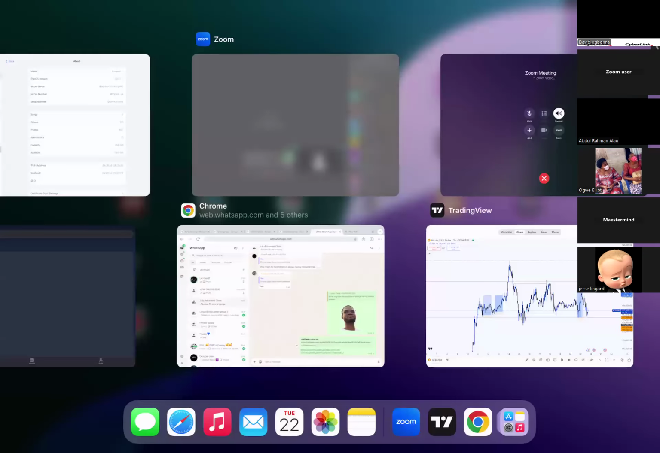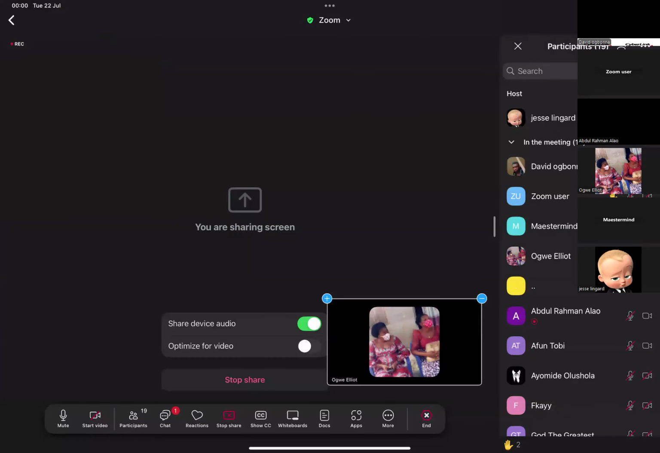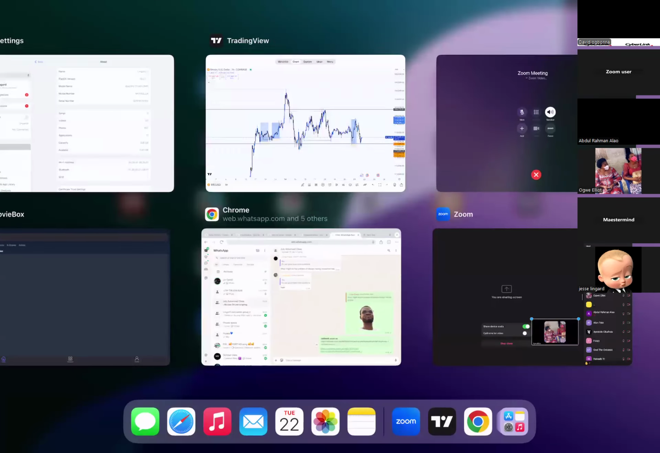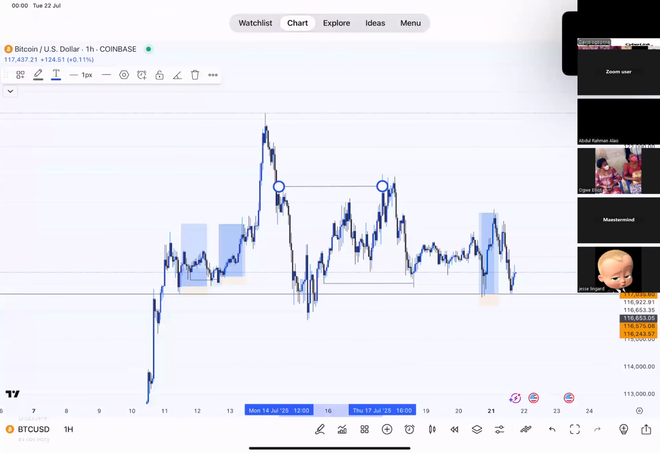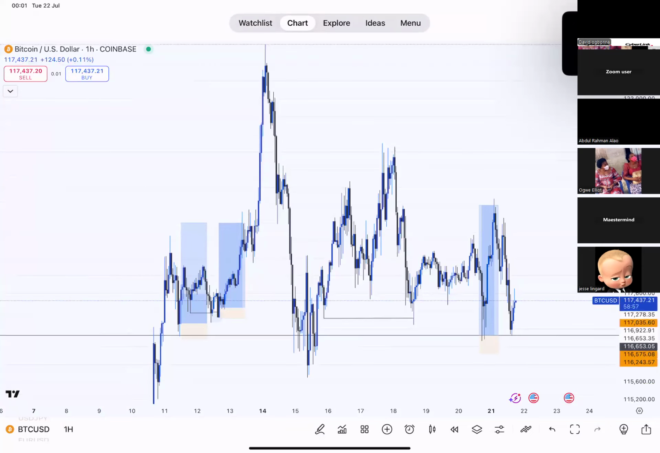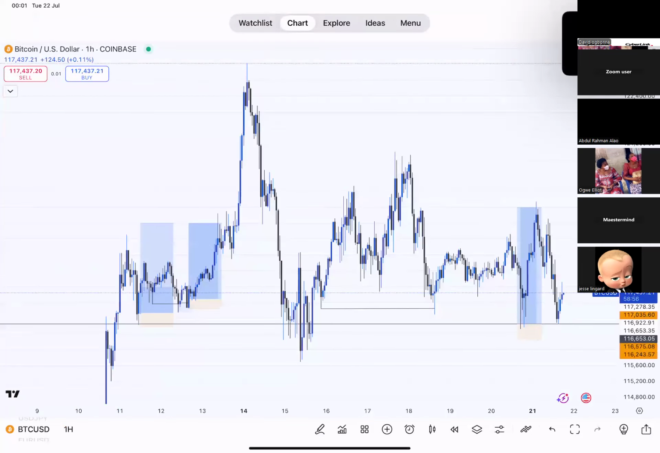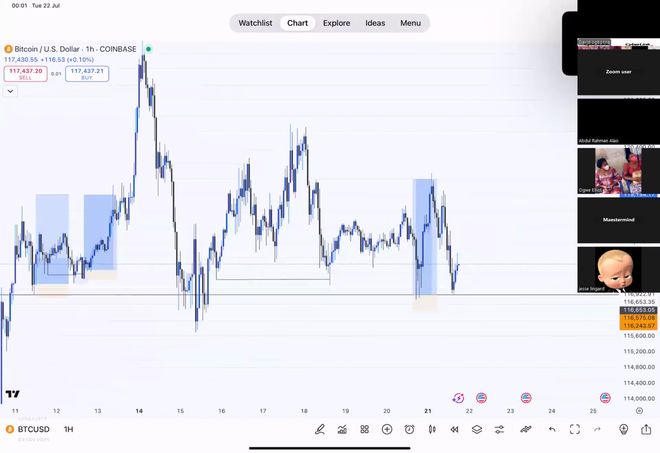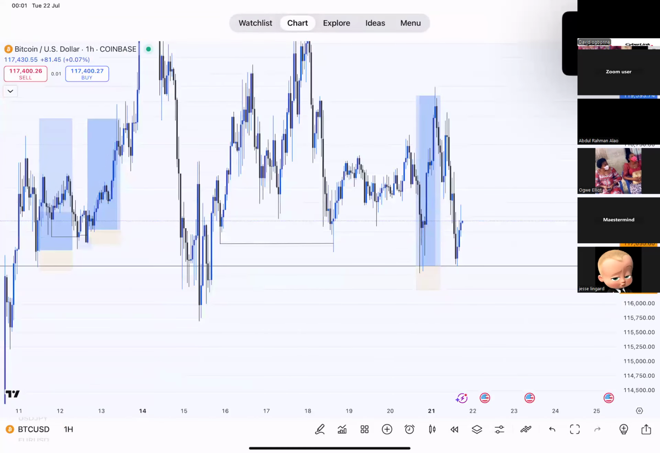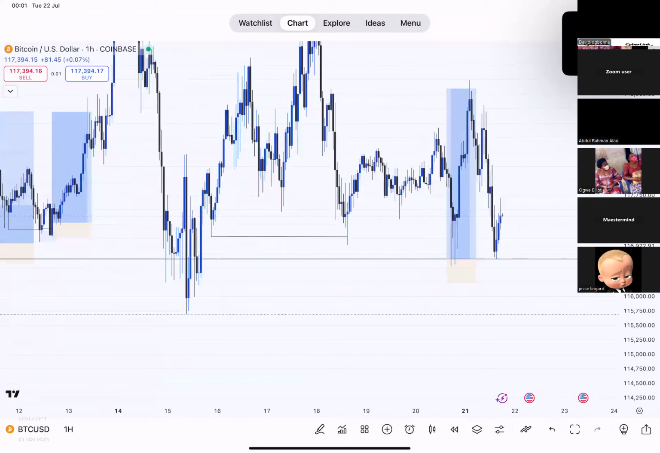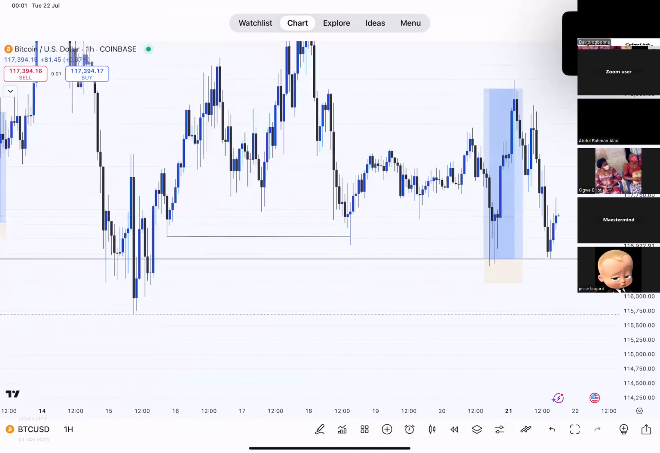Okay, boss, I have a question. My question is still this order block thing. How do you identify it? Some people use the bullish engulfing bar or Doji candle. Some people use engulfing candle more especially.